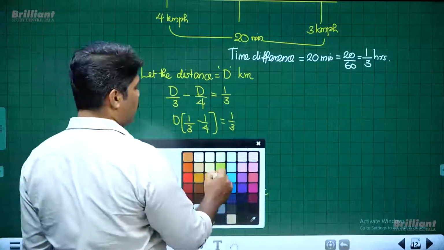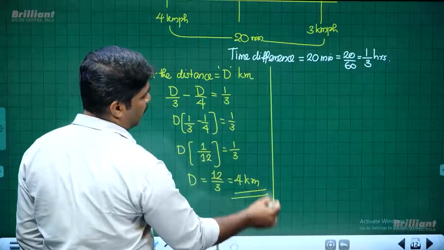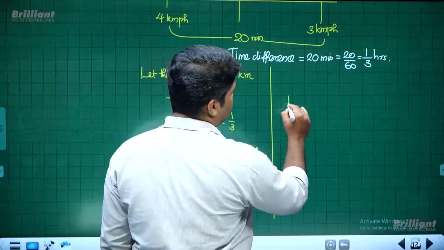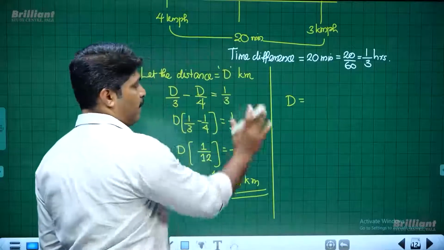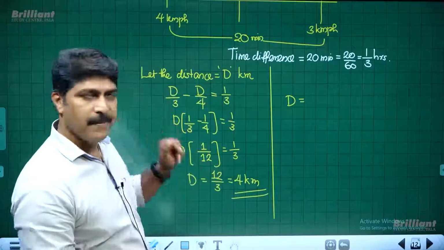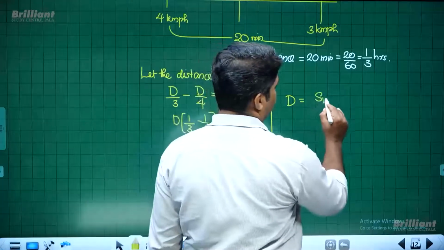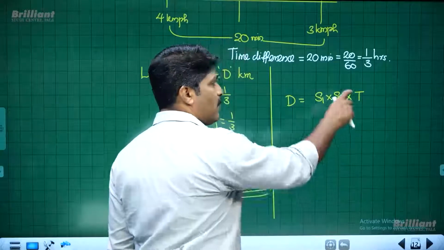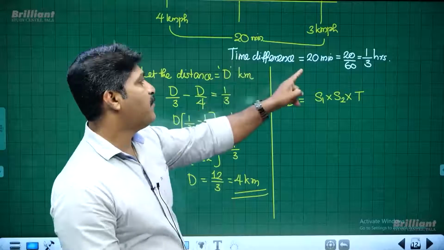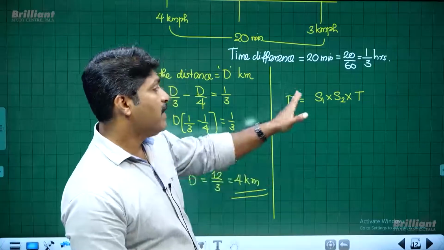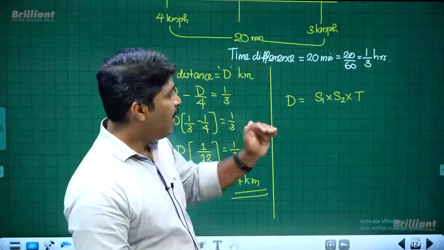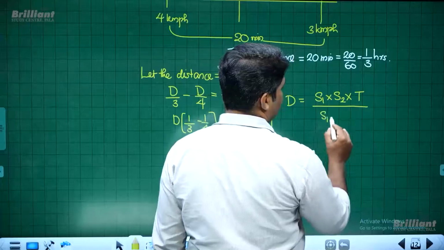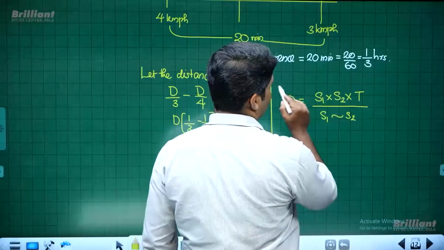But here, I will teach you another very important concept. In such a situation, we can find the distance directly. That's the application of this result. Distance is speed 1 into speed 2 into time difference in hours, expressed by the letter T, divided by speed 1 minus speed 2. The time difference has to be in hours because speed 1 and speed 2 are in kilometers per hour. So it's a very important result.